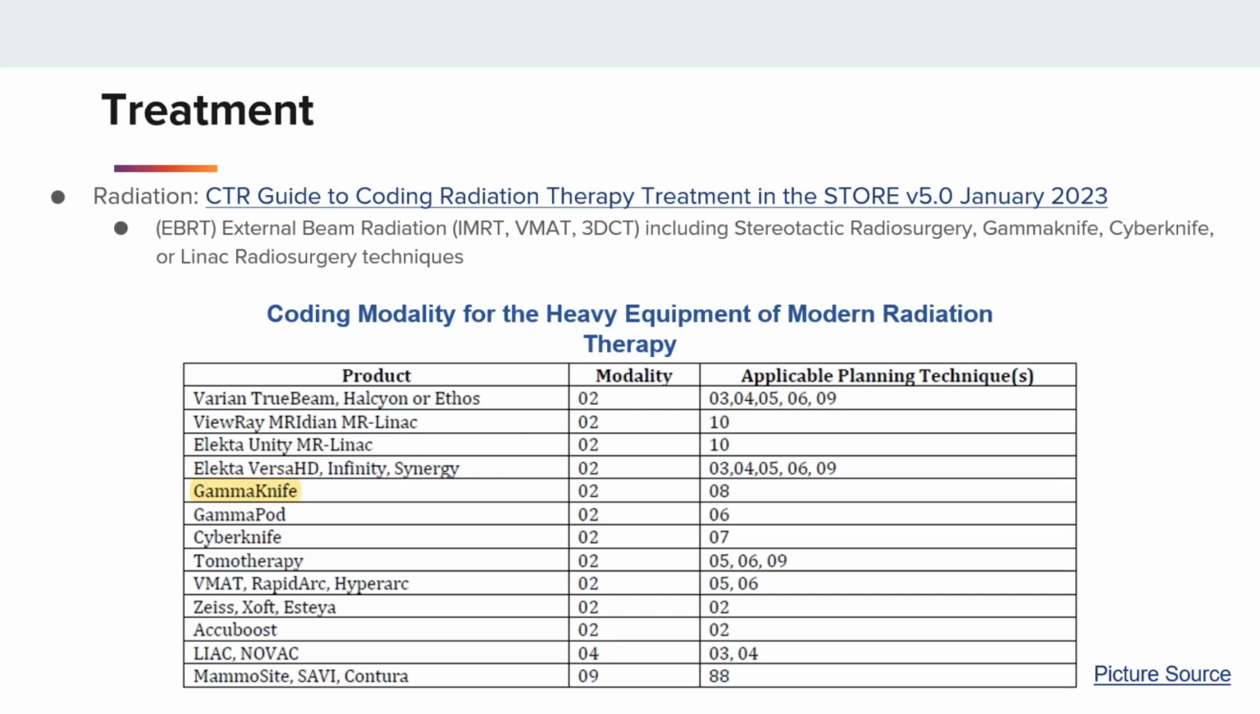Here is a chart of applicable planning techniques based on the type of radiation. For example, gamma knife is coded to a modality of 02, and if gamma knife is administered, the planning technique is 08, stereotactic radiotherapy or radiosurgery, gamma knife. There are also useful abbreviations for all types of radiation and a summary of radiation coding rules, for example, how to code no treatment or unknown modality. We use this guide to view examples of coding radiation for 2023 diagnosis years and forward.